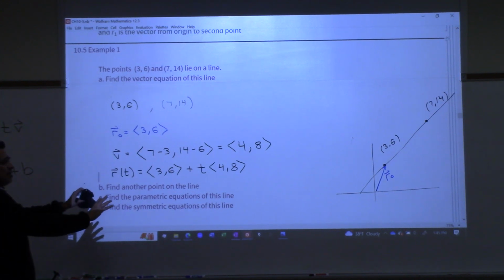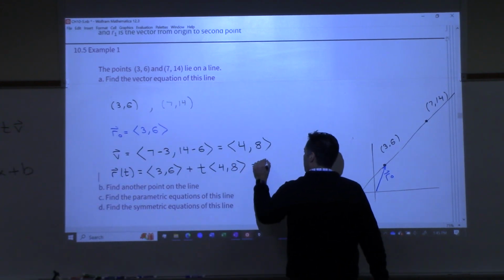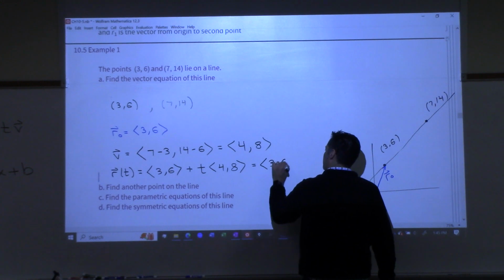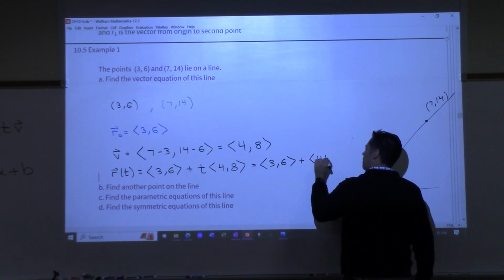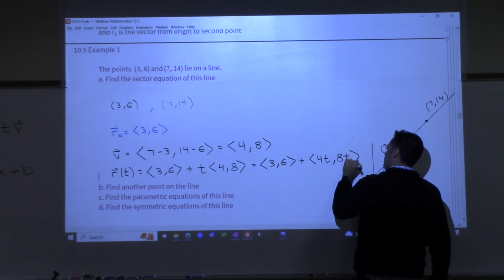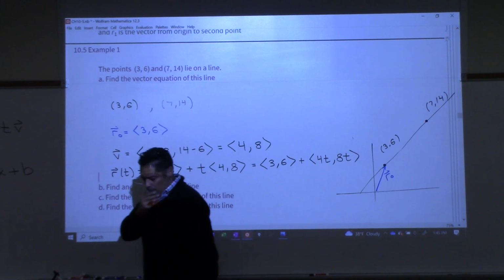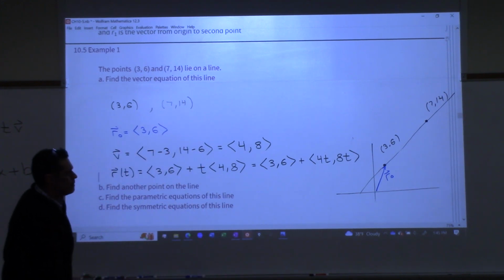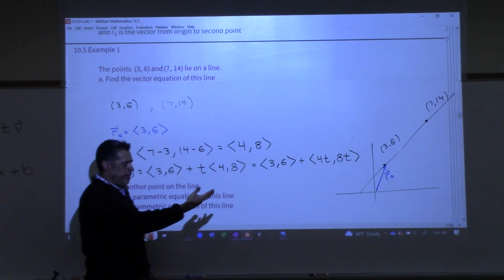Now I could leave it like this. This is fine to leave it like this, but I want to show you, you could also do this. You could push the t through, you could scale. So make this 4t, 8t, right? That's scalar multiplication. The t goes through. No, I'm saying you can do that, right? This would be legitimate for me to do that.